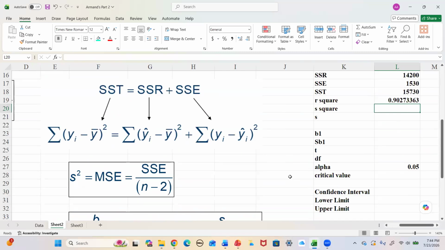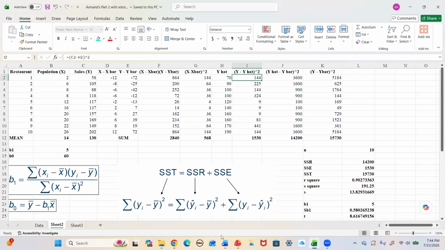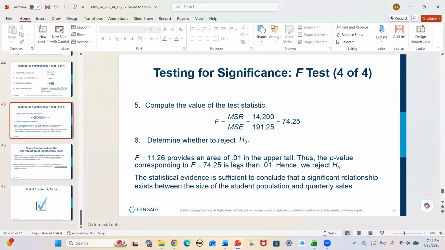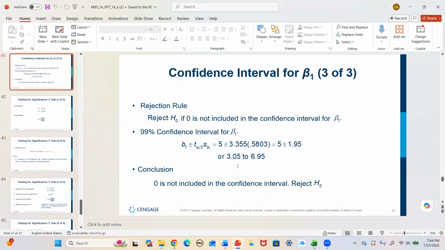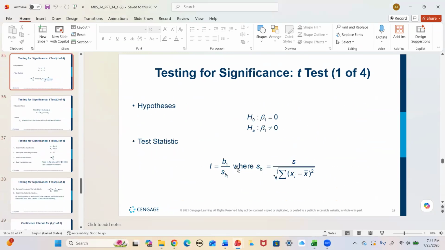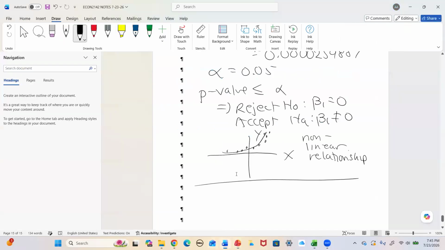Now, what is this S squared doing here? This is something we kind of glossed over before. This is called, let me make sure I'm using the correct terminology here, the standard error of the estimate. Okay, let's make this into the notes.